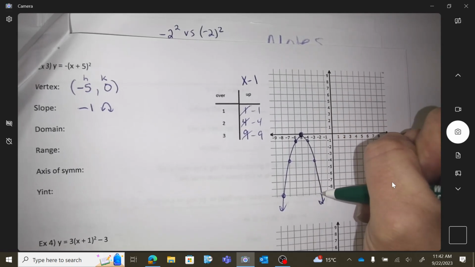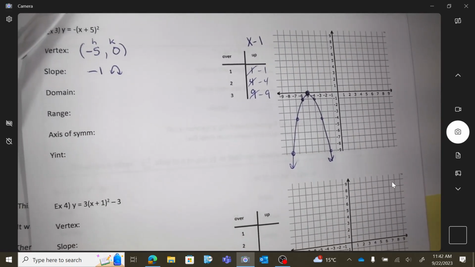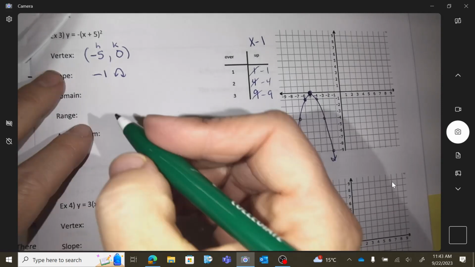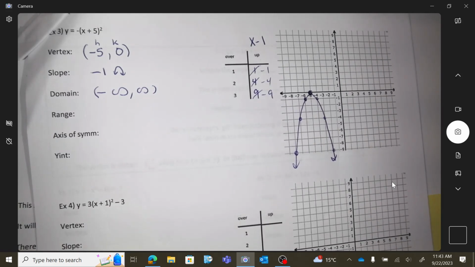Does it make sense that it flipped? We knew there was a negative, so then it should be flipped over. Okay. You ready for your freebie point, hopefully? What's the domain? Every time. Negative infinity to positive infinity, left to right. They're always going to go left and right.